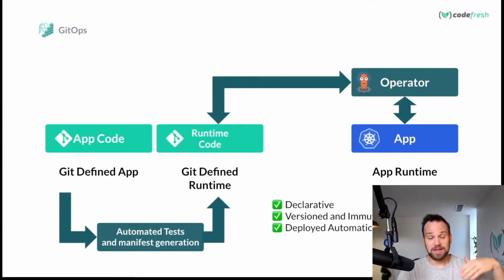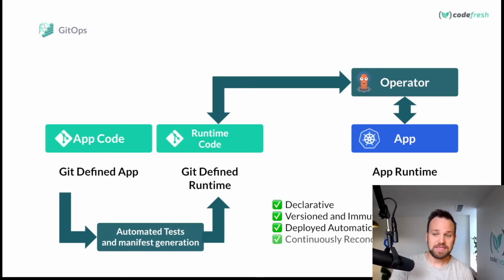Is it deployed automatically? Yes. Anytime I make a change to my runtime code, it's going to be picked up by the operator and deployed. Is it continuously reconciled? Yes. If there's a change in state to production, I can have a correction done based on the source of truth, and the source of truth is my declared version, which is sitting in my repo. And of course, it is operating in a closed loop. We're not going to be messing with the system manually.